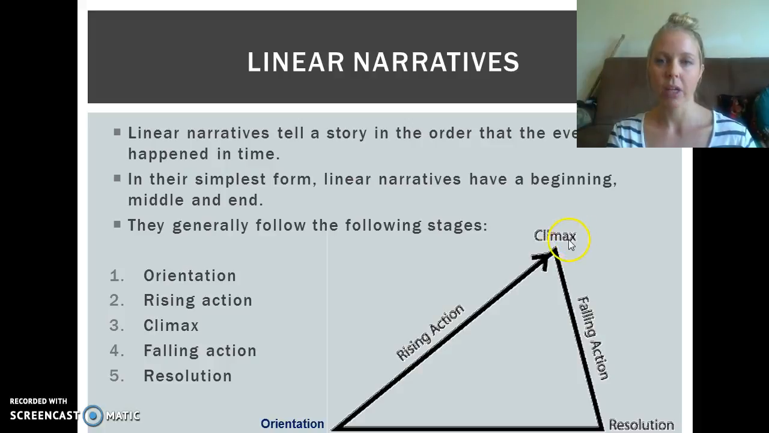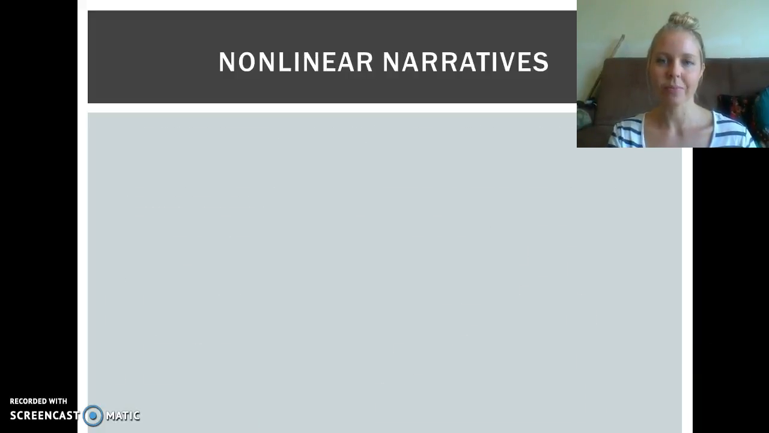So that's the worst possible thing that could happen in the story, and your character's pretty much freaking out. Then slowly the character goes through the falling action or the resolution, where they work out their problem, they get over it somehow, they take some action to solve the problem, and finally the problem is resolved and that evaluation can take place where the character can reflect on their journey.